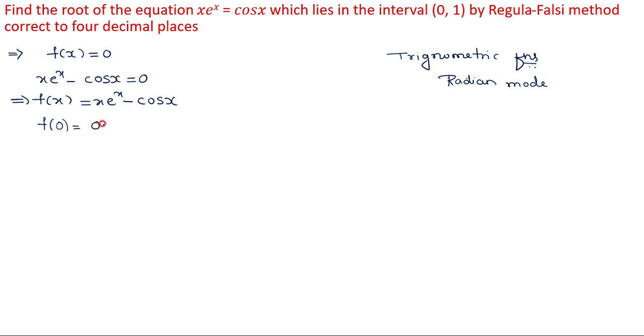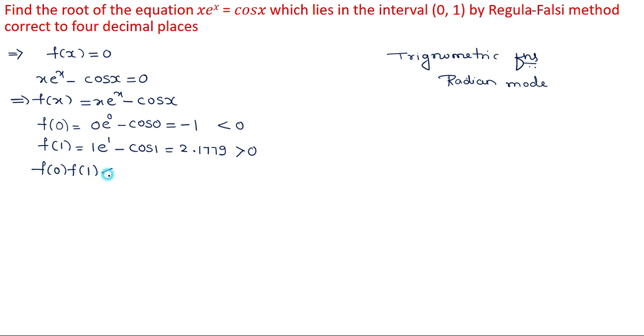So put x equal to 0. It is 0 times e raised to 0 minus cos of 0, which is equal to minus 1. Now take f of 1. So 1 times e raised to 1 minus cos of 1 is 2.1779. We can see that this is negative and this is positive. Therefore the product of f of 0 and f of 1 is a negative number. This implies that the root lies in the interval 0, 1.